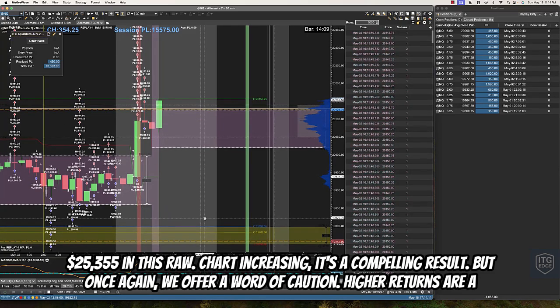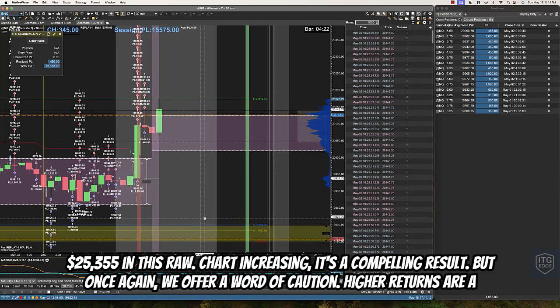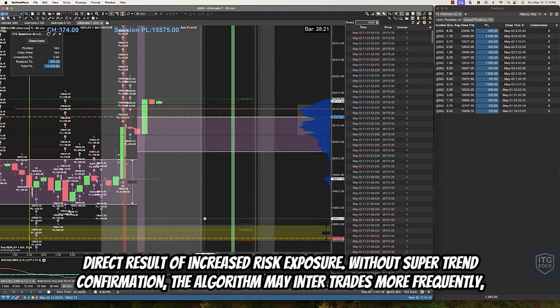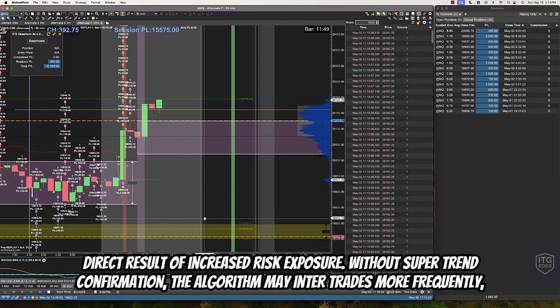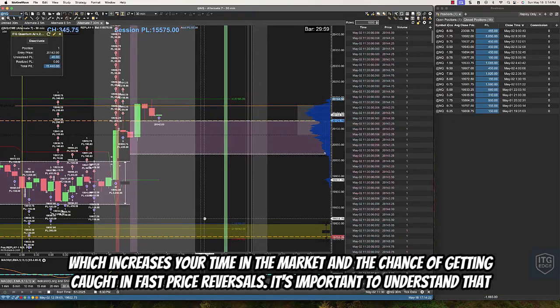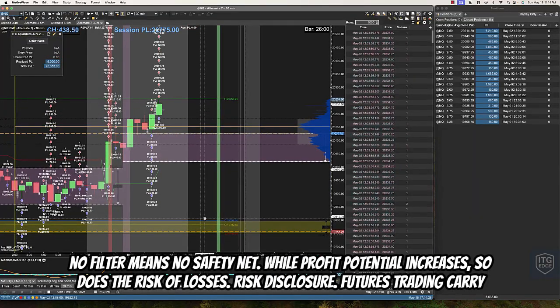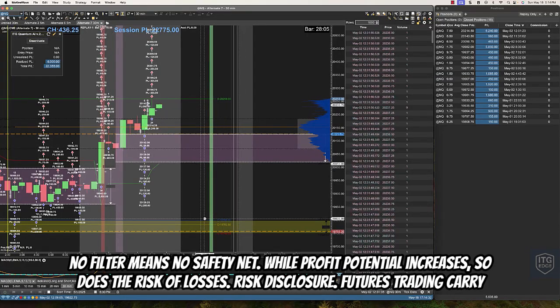But once again, we offer a word of caution. Higher returns are a direct result of increased risk exposure. Without super trend confirmation, the algorithm may enter trades more frequently, which increases your time in the market and the chance of getting caught in fast price reversals. It's important to understand that no filter means no safety net. While profit potential increases, so does the risk of losses.